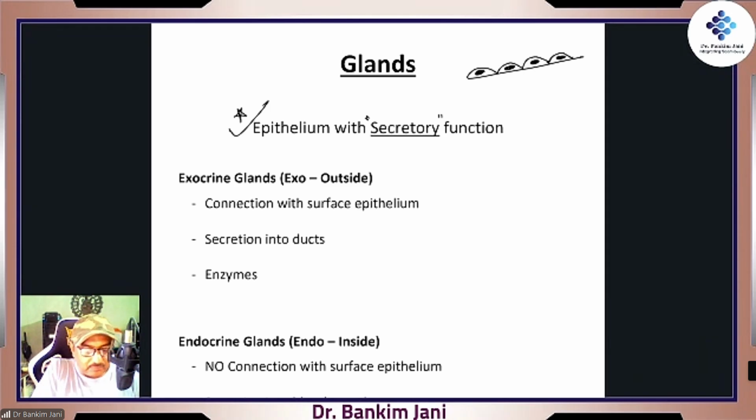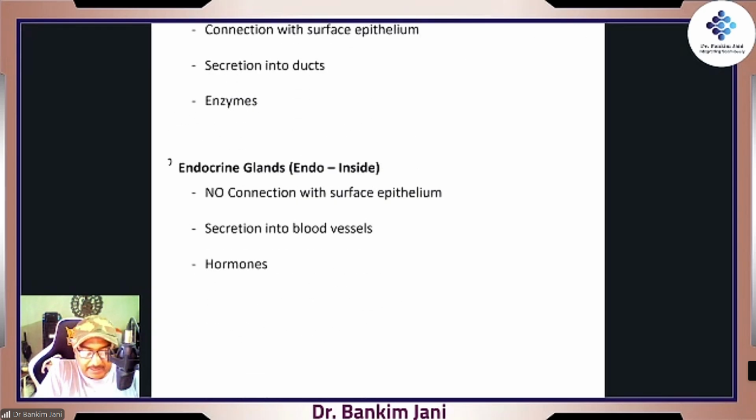So there would be one, the exocrine. Exo means external. It means the secretion will be outside the body, in connection with surface epithelium. Say for example, skin. So secretion will be into ducts, and these will be the enzymes. Right? So here the secretions will be outside. There would be some areas when it will be called endocrine functions. Endocrine glands, sounds quite familiar. So there is no connection with the surface epithelium. The secretion is into blood vessels, and that's why we call them hormones.